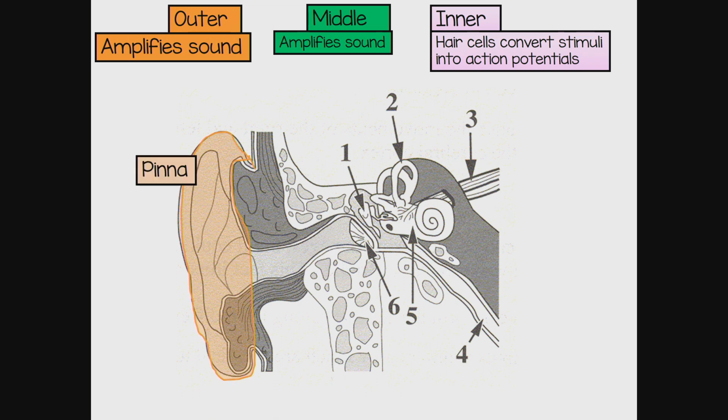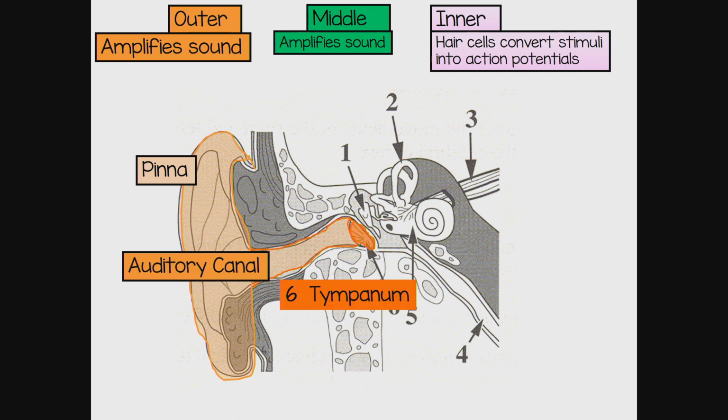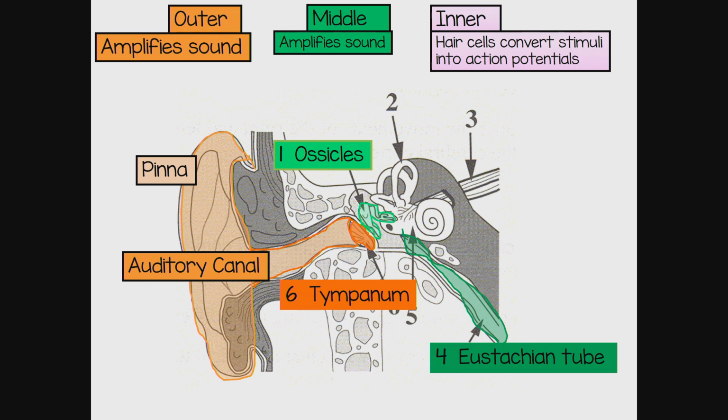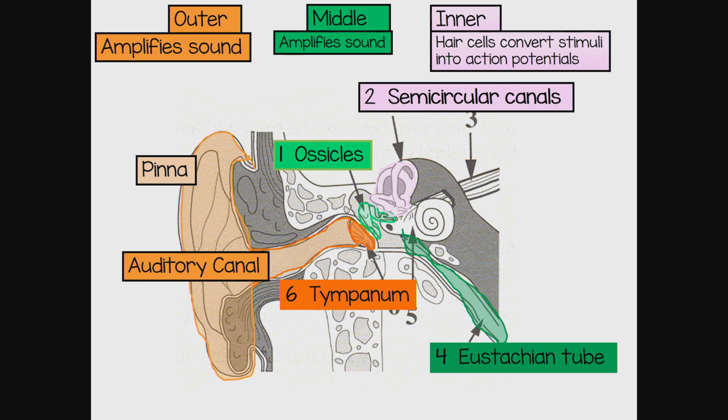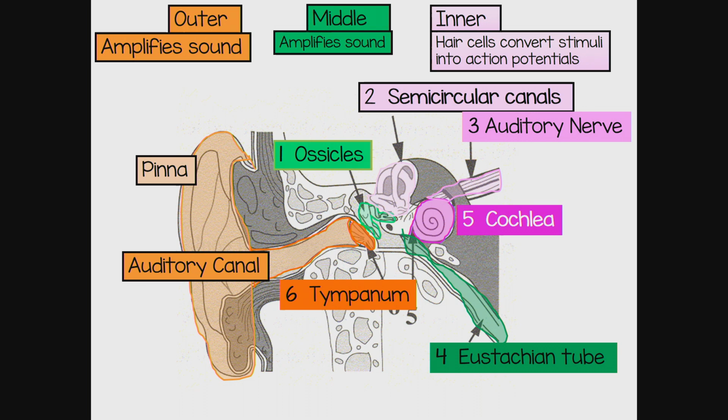So the outer ear consists of the pinna, the auditory canal, and the tympanum, or eardrum. The middle ear contains three bones called ossicles. It also has a tube connecting the ear to the throat called the Eustachian Tube. The inner ear has semicircular canals for balance, a cochlea for hearing, and then information from the cochlea travels through the auditory nerve to the temporal lobe.